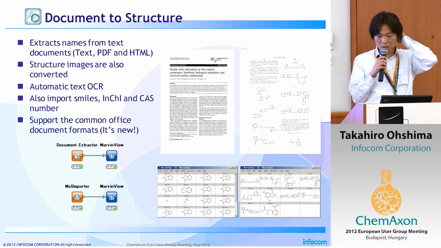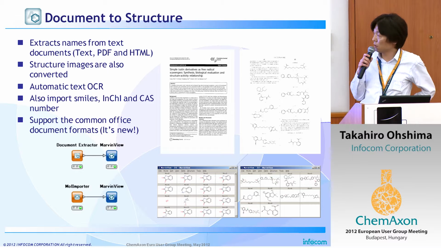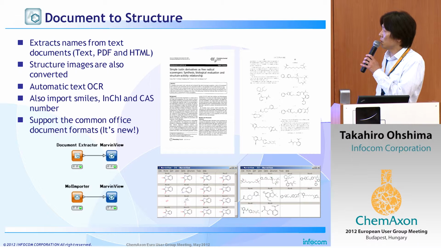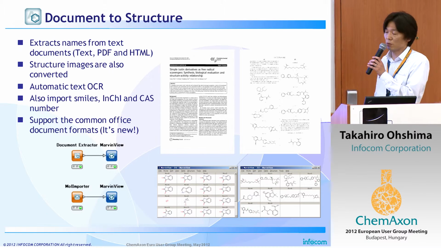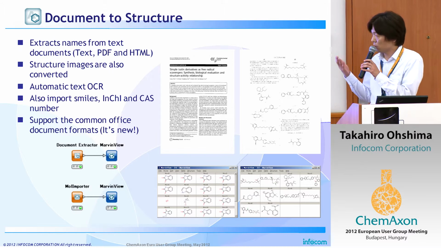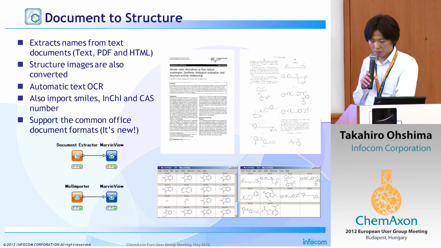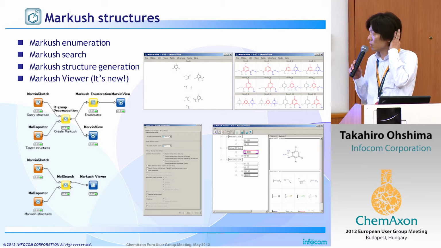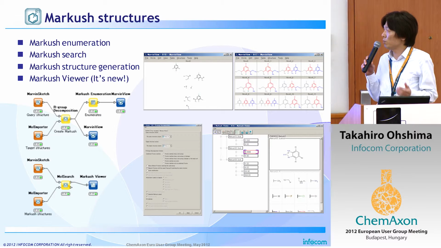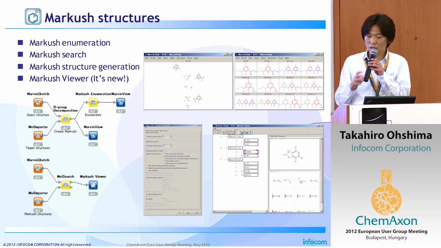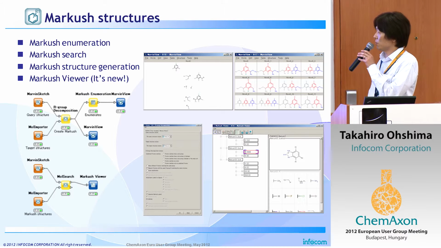So I will talk about some new features which I added in the past few months. You can use the document extractor in KNIME. We also support PDF, and a new feature is that we now support common Office document formats. You can extract from the document file into the KNIME node. And also, we support the Markush structure node. You can enumerate some compounds from the Markush, and also you can search with the Markush structure. We also integrated a Markush viewer in a KNIME node.